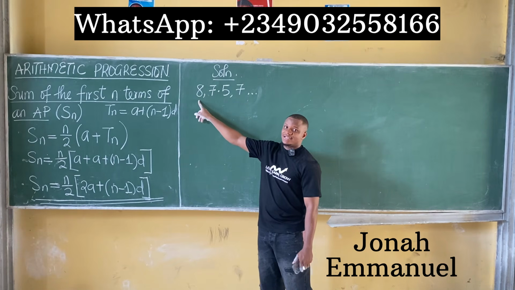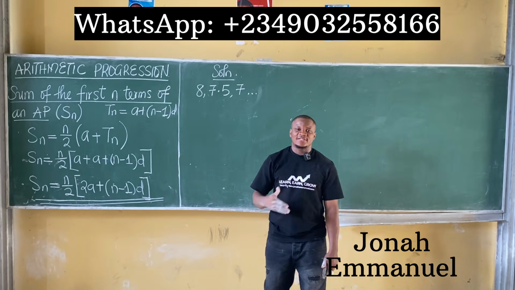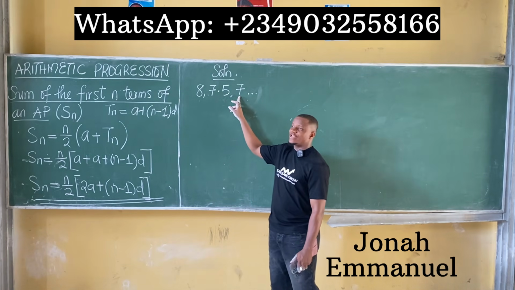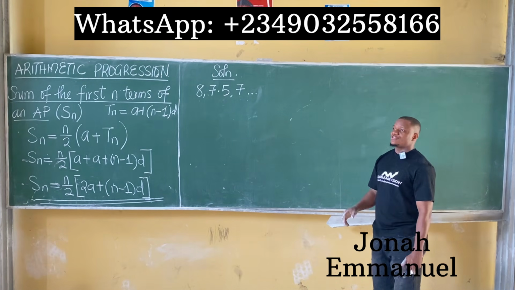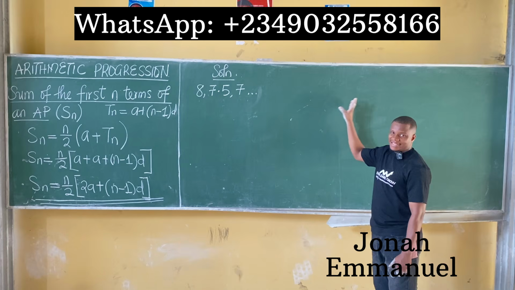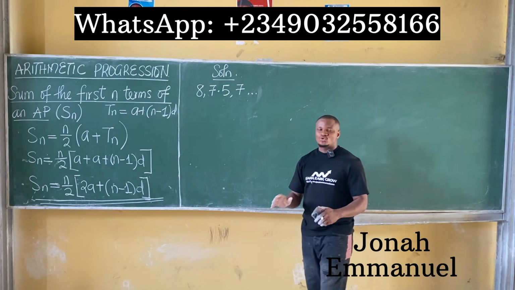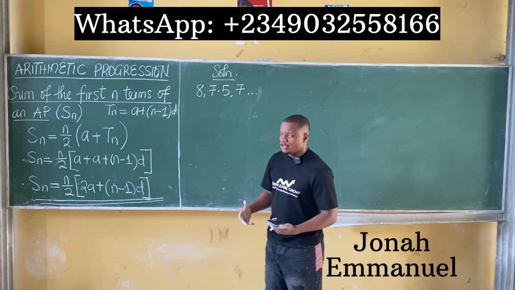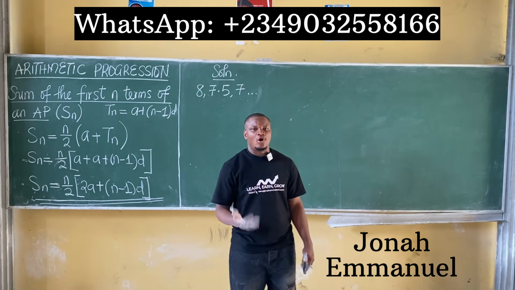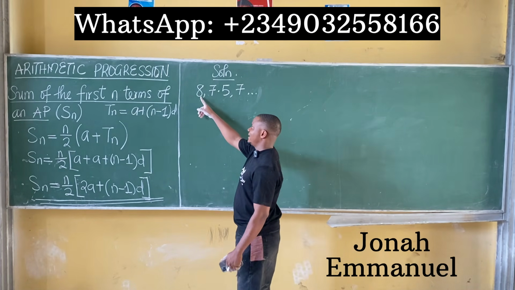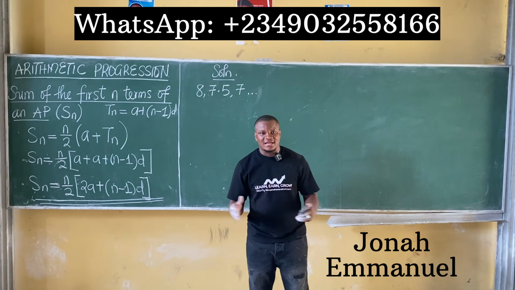The first term is 8, the second term is 7.5, the third term is 7. If we are supposed to get the first 40 terms, that means after 7 we'll get the next term and the next until we get 40 terms. Imagine having to find 40 different numbers individually and then combine them. That would be too tedious a task. But luckily for us, we have this formula. We don't have to solve for all 40 terms. If we have the first term and the common difference, we are good to go.